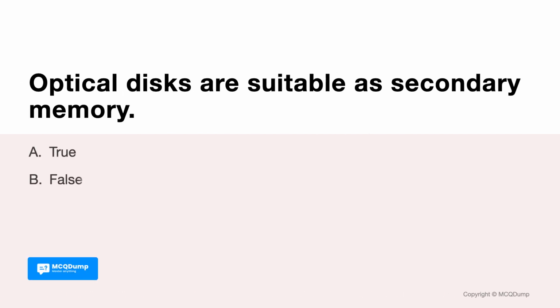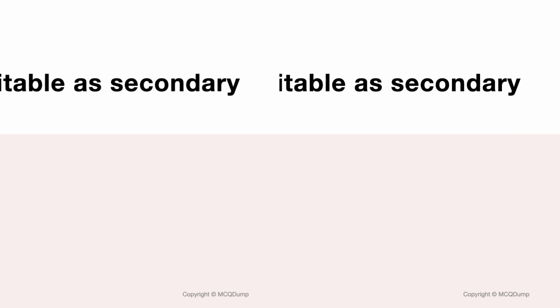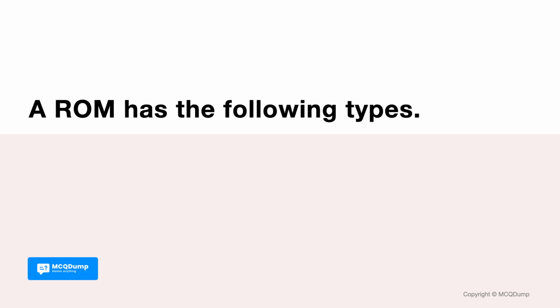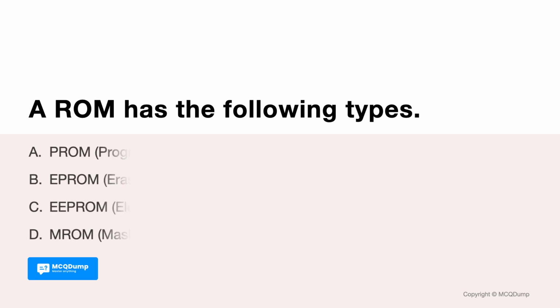Optical disks are suitable as secondary memory. True or false? It's false. Optical disks are not suitable as secondary memory because their access time is more than that of hard disks.